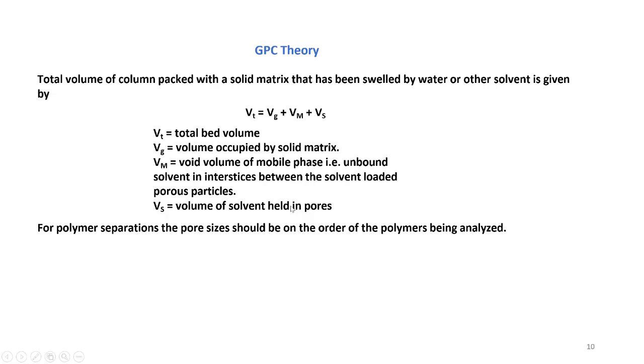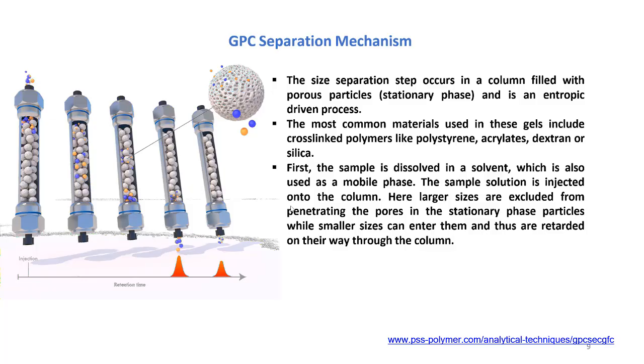For polymer separations, the pore sizes should be on the order of the polymers being analyzed. So we have to use the column in such a way that the pore size matches the polymer's molecule size.